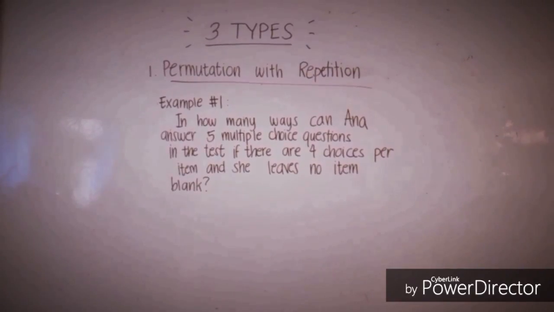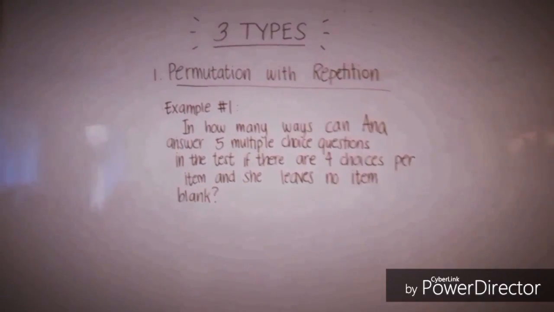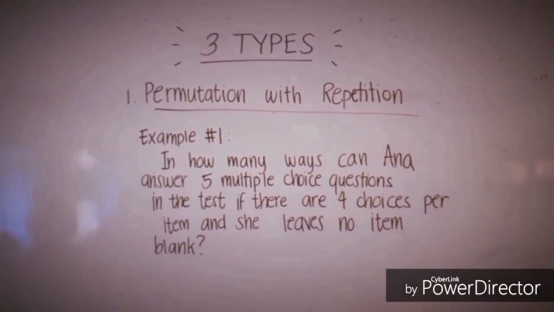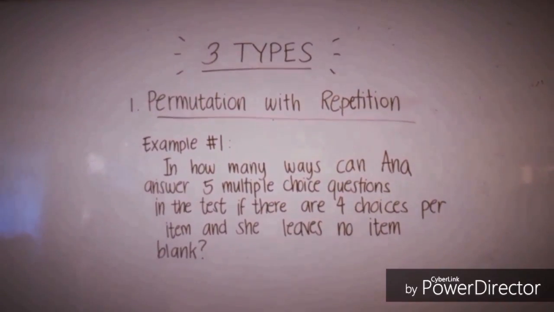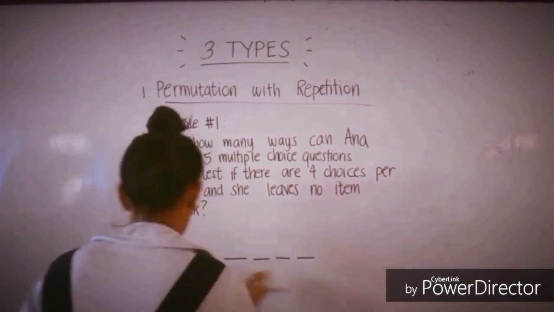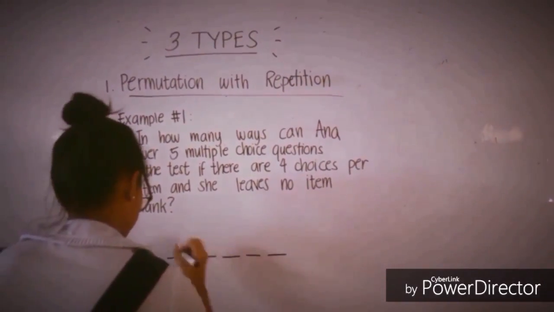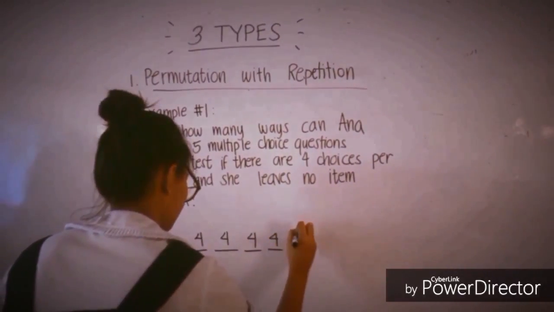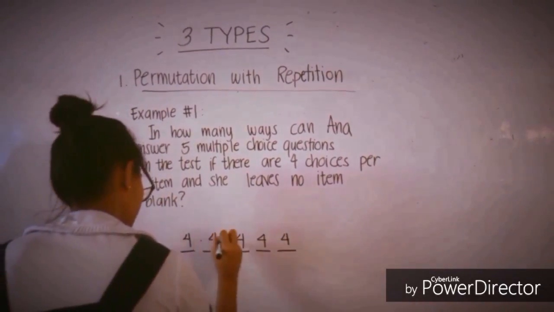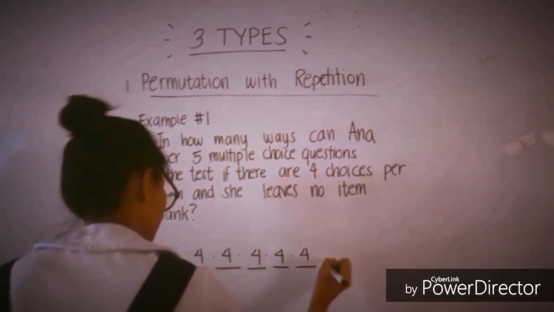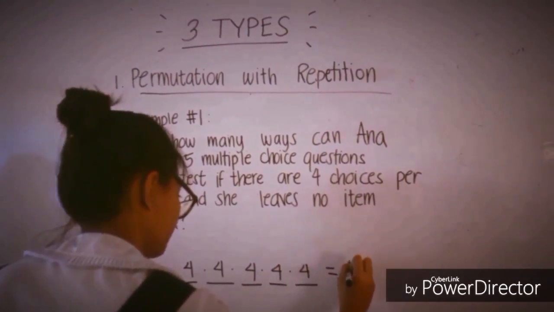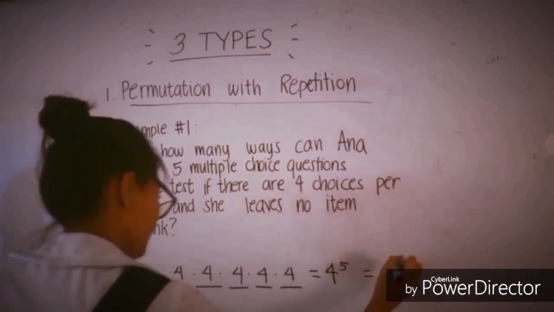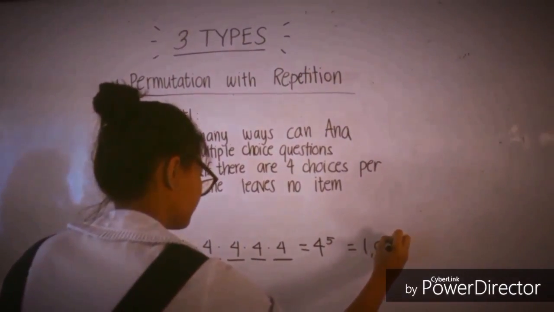In how many ways can Anna answer 5 multiple choice questions in the test if there are 4 choices per item and she leaves no item blank? We will put 5 blanks that represent the 5 items that will be answered. The number 4 represents the choices available, which are A, B, C, and D, coming up with a total of 4. Each blank will have 4 since answers can be repeated. We will multiply 4 five times since there are 5 blanks, or simply put, 4 raised to the 5th power, and we will get the final answer, which is 1024.